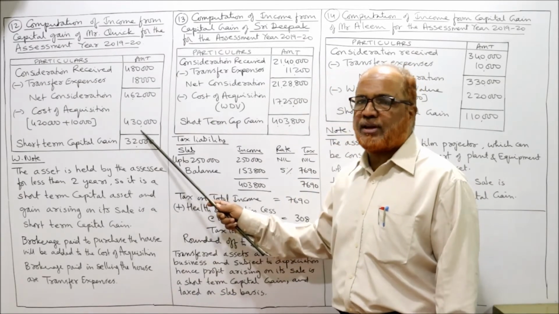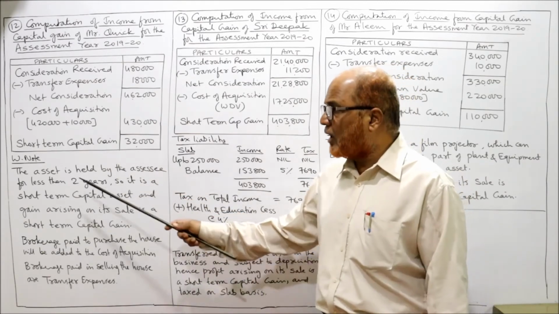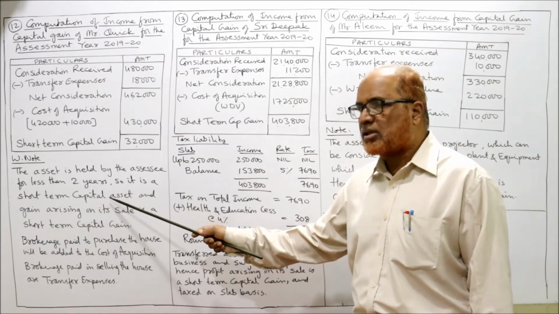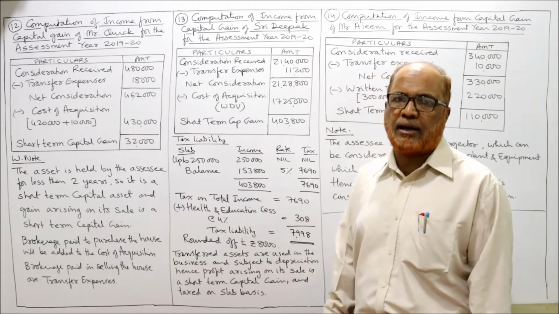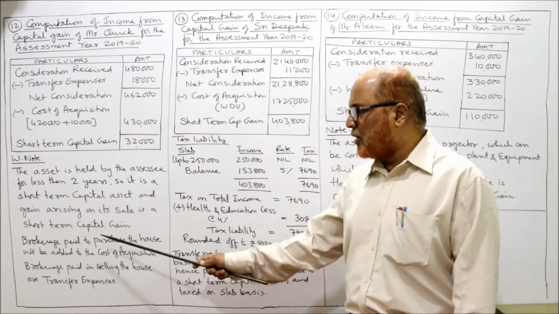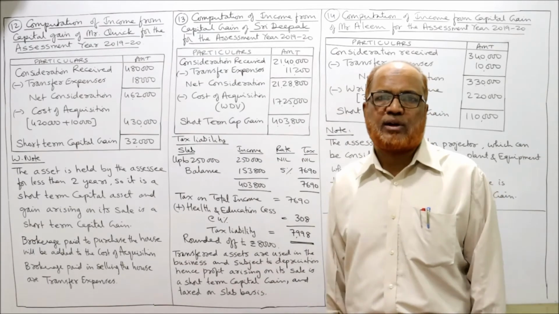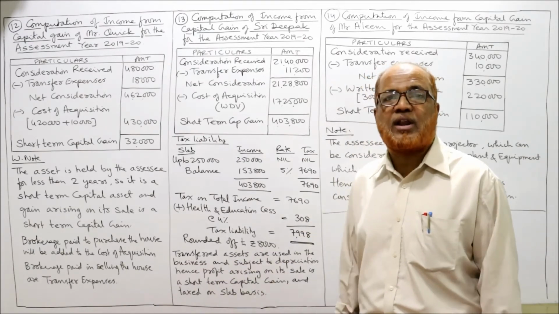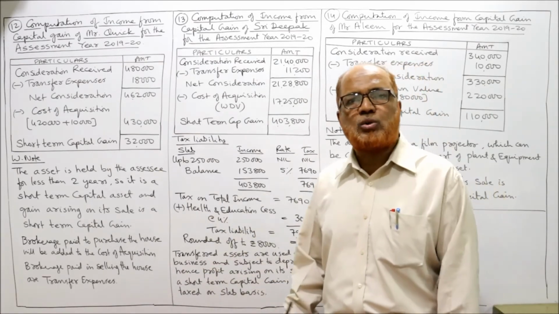Directly we take cost of acquisition. The short-term capital gain is 32,000. Now, the asset is held by the assessee for less than 2 years. So it's a short-term capital asset, and the gain arising on its sale is a short-term capital gain. Brokerage paid to purchase the house will be added to the cost of acquisition, and brokerage paid to sell the house is a transfer expense. That's all. This is the end of problem number 12.